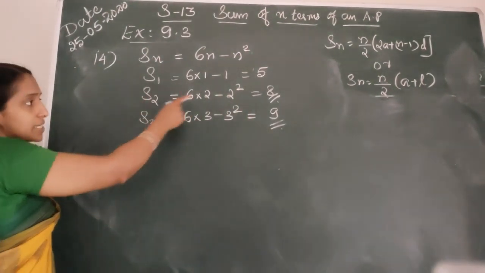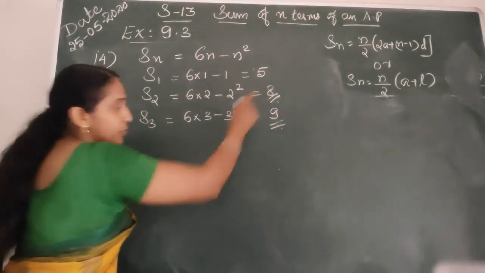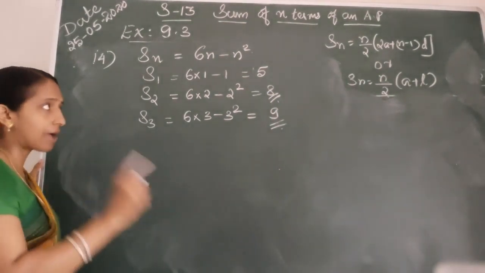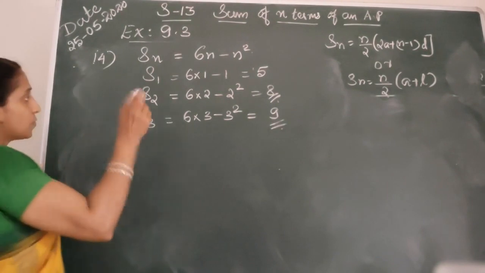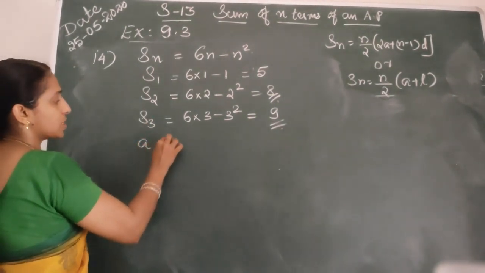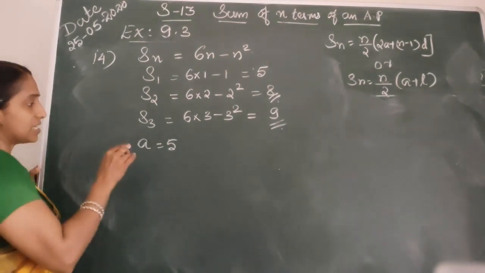Sum of two terms is given as 8. Okay, so this is not the A2. And you have to calculate A1, A2, A3, etc. by using this sum. You are having A equal to 5. Only one term, sum of one term. That means A is 5.